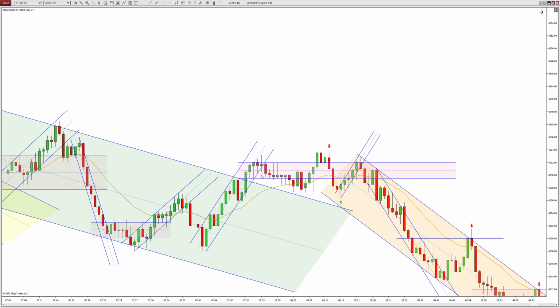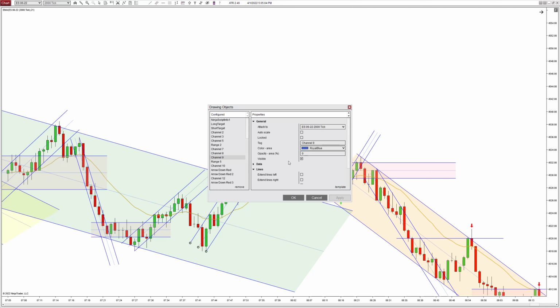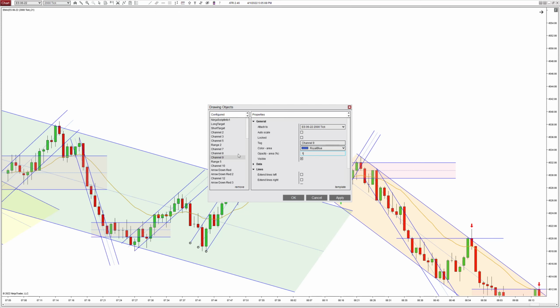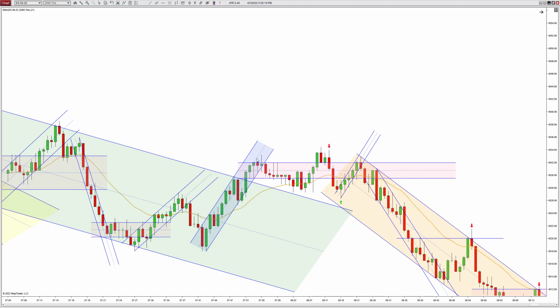because we're battling between the newly formed green channel and a retest of this channel here. Let's just color it. I guess blue is fine. And so we start going sideways. You can see the congestion start here and then form here as well. So that's kind of your range parameters there.